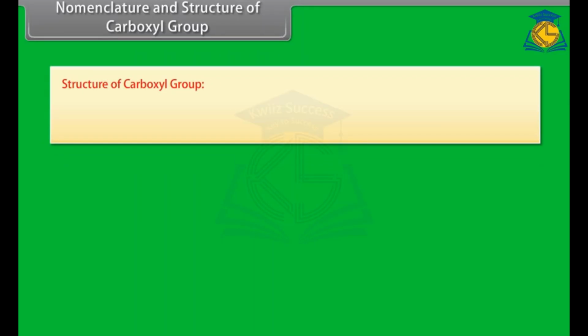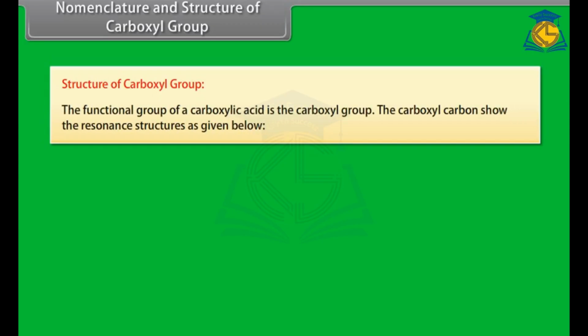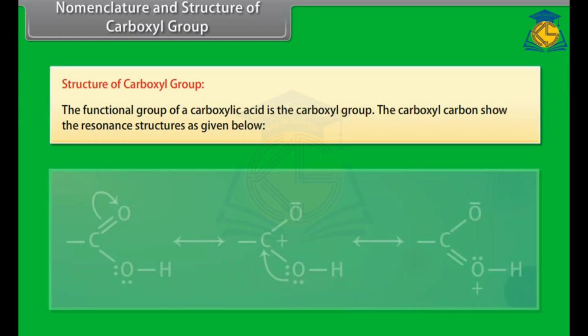Structure of carboxyl group. The functional group of a carboxylic acid is the carboxyl group. The carboxyl carbons show the resonance structures as given below. Methods of preparation of carboxylic acids.